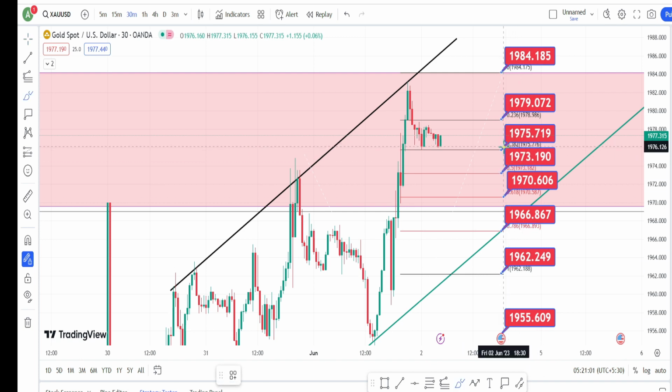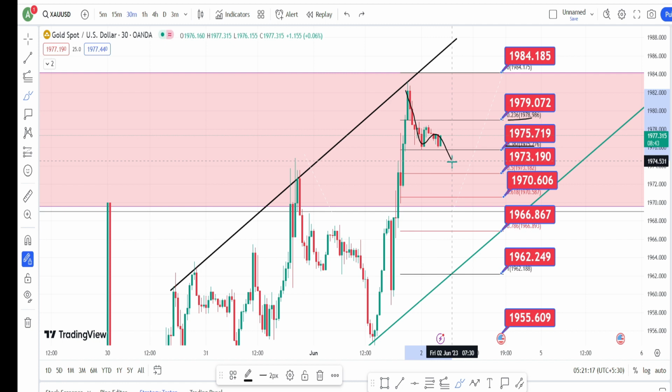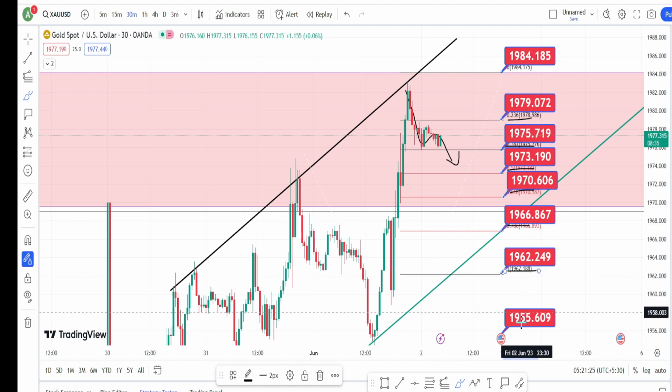So when we look at the support and resistance levels in 30 minutes time frame, currently the price action is trading between the support level of 1975 and resistance level of 1979. And if the bearish side retracement continues, the next level of support is going to be around 1973, 1970, 1966, 1962 and 1955 on the bearish side.